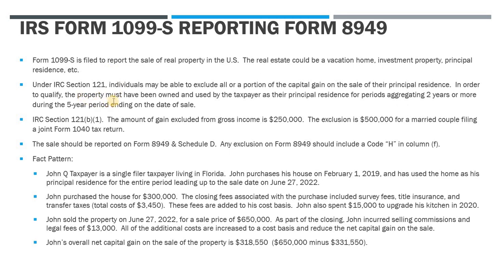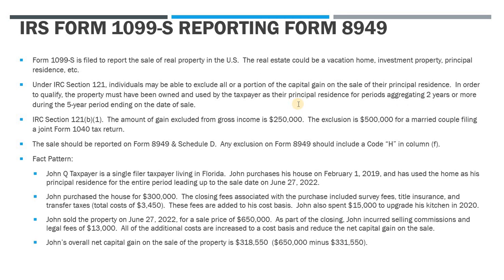So now, the principal residence exclusion, we find these rules in Section 121 of the Internal Revenue Code. So if you're an individual and you own real property and you use it as a principal residence, you might be able to exclude either all or a portion of the capital gain on the sale of the house, right? Now, in order to qualify, the property does have to be owned and used by you as your principal residence for periods aggregating 2 years or more during the 5-year period ending on the date of sale.